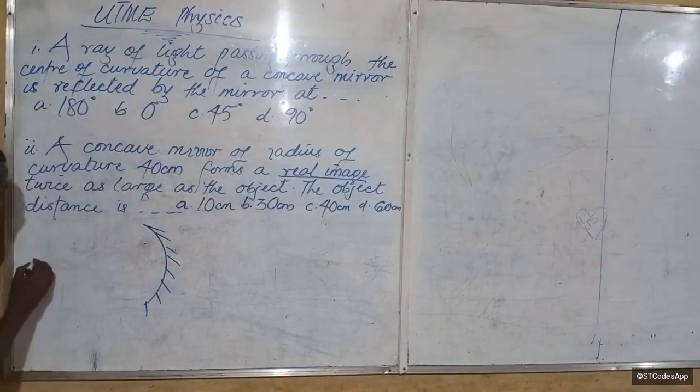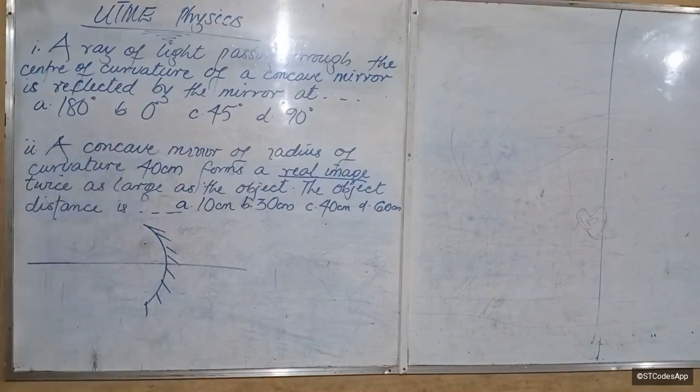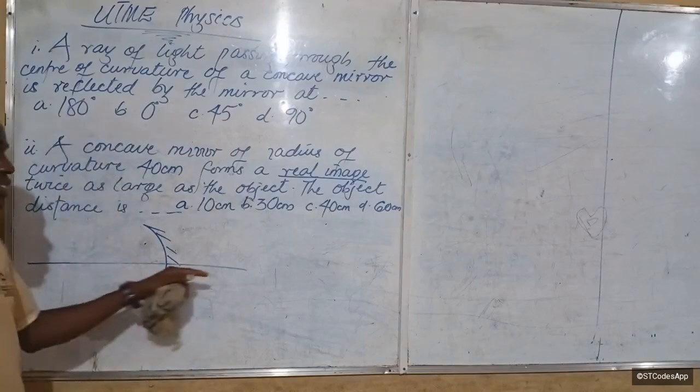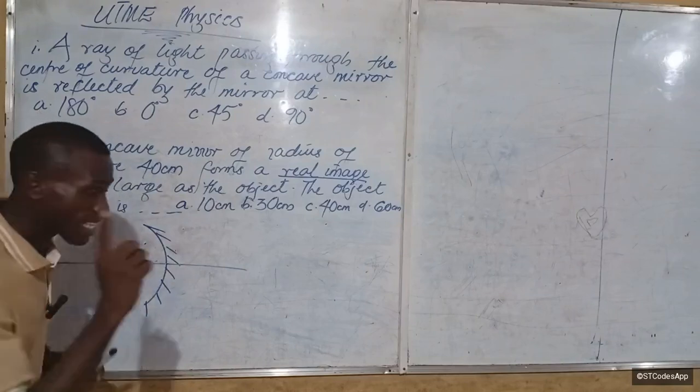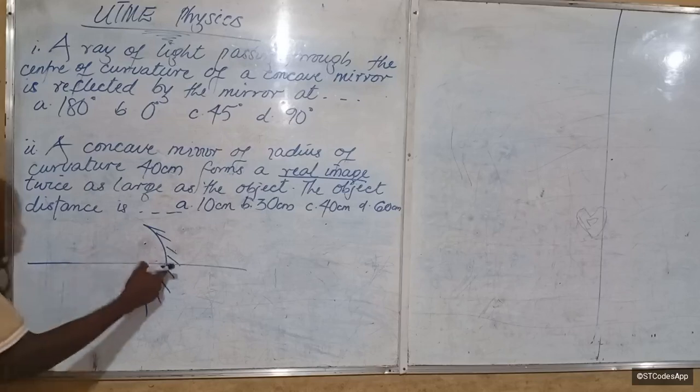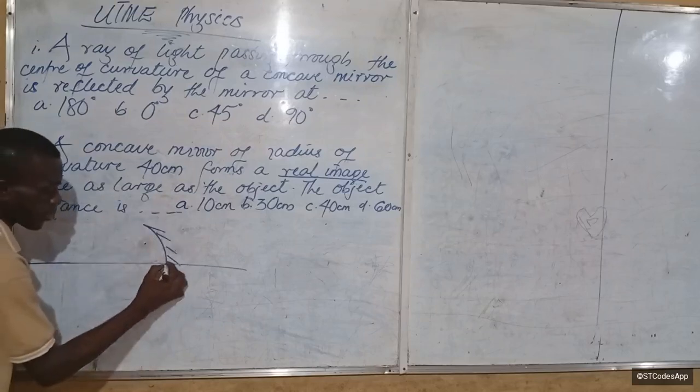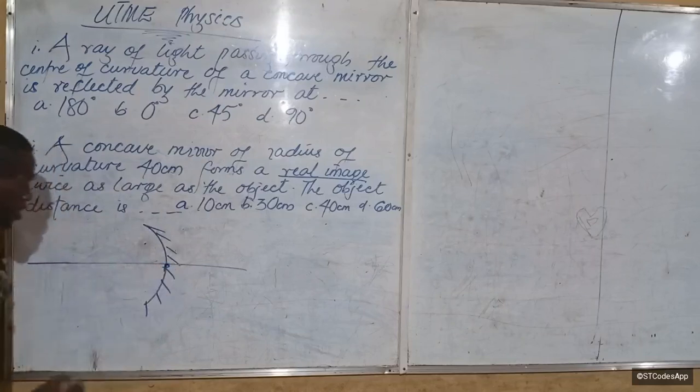Now, we always draw what is called a principal axis through the middle or center of the mirror. The mirror has the following points. This is concave because this part is shaded. It has the following points. The midpoint of the mirror is called the pole.